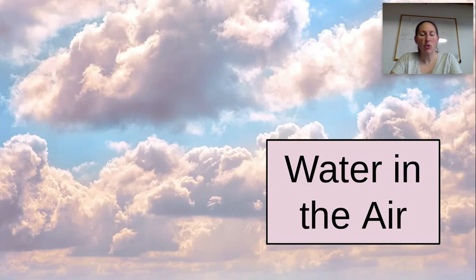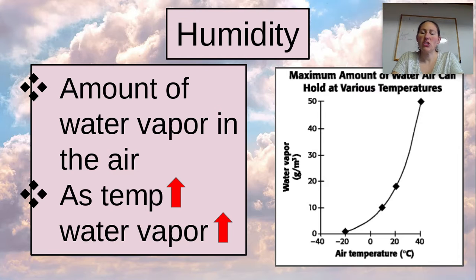So this is two lessons in one. The first lesson is called Water in the Air. So they started talking about humidity. Humidity is the amount of water vapor in the air. And as you can see from this graph, as the temperature increases, so does the amount of water vapor.